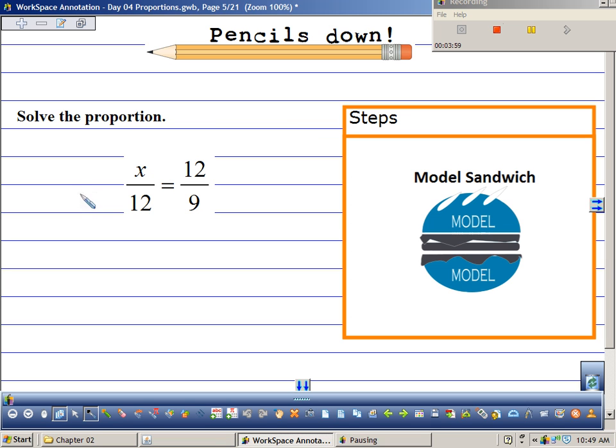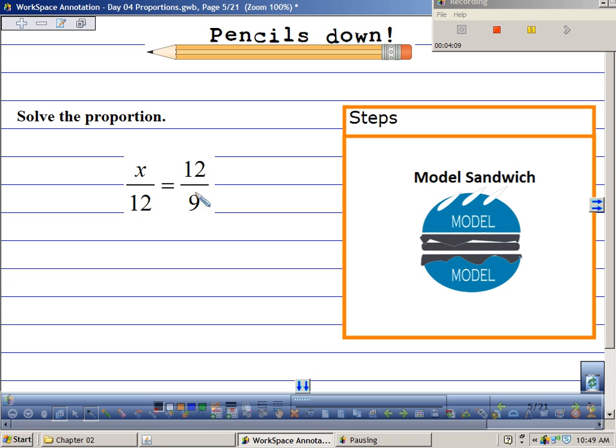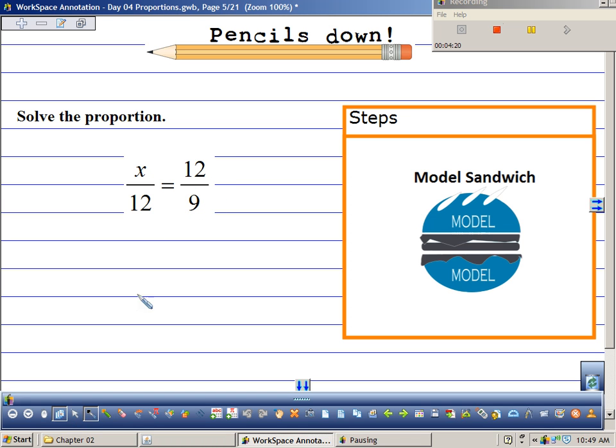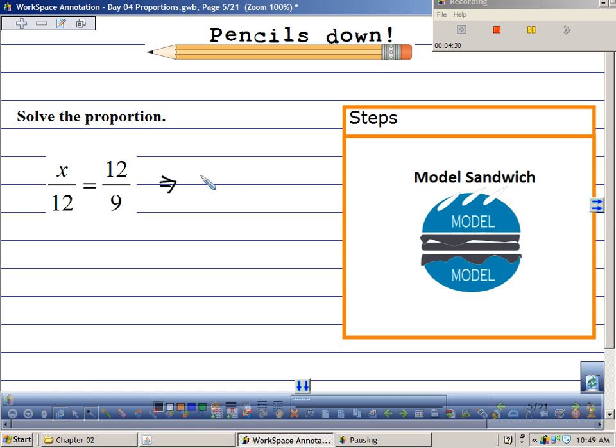Pencils down. I need your full attention. So my first step, I'm going to solve for this proportion. I don't know what x is, but I know if I divide it by 12, it has to be equal to 12 divided by 9. So my first step is look for simplification. Factor something out. I'm going to make 12 3 times 3. Let's move this over here. And I'm going to go this way. Arrow means we're going to go this way now.